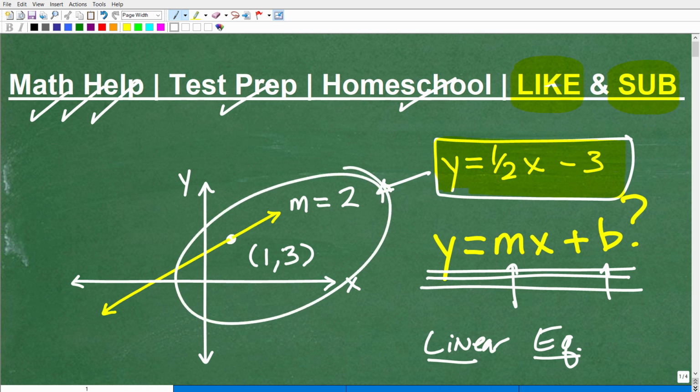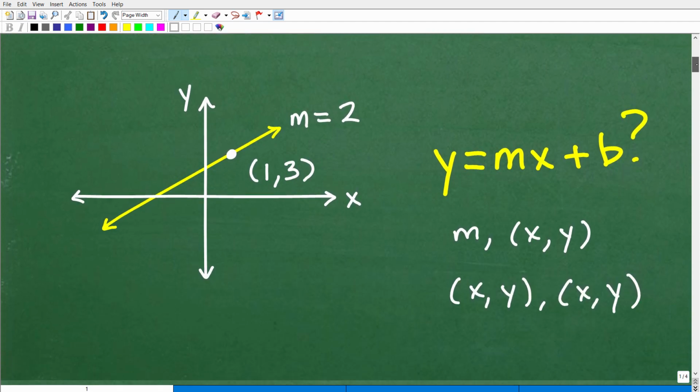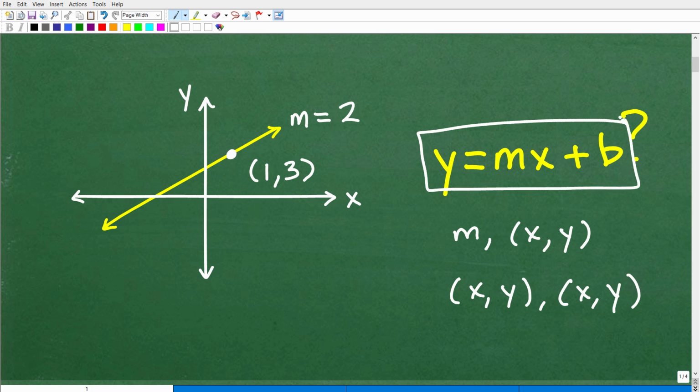Okay, we're going to be given information about a line and we want to determine the linear equation that goes with that line. That's the nature of this problem that we're going to be doing in this particular video. So what do we need in order to find a linear equation, the equation to a line? How do we write the equation to a line or find the equation to a line?